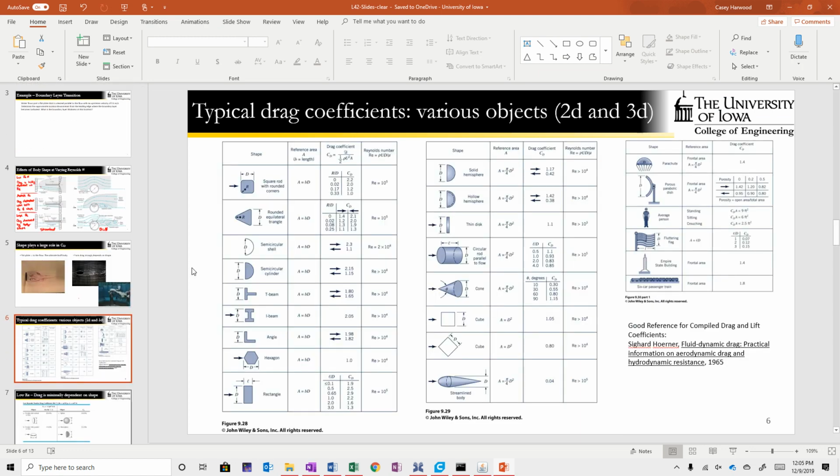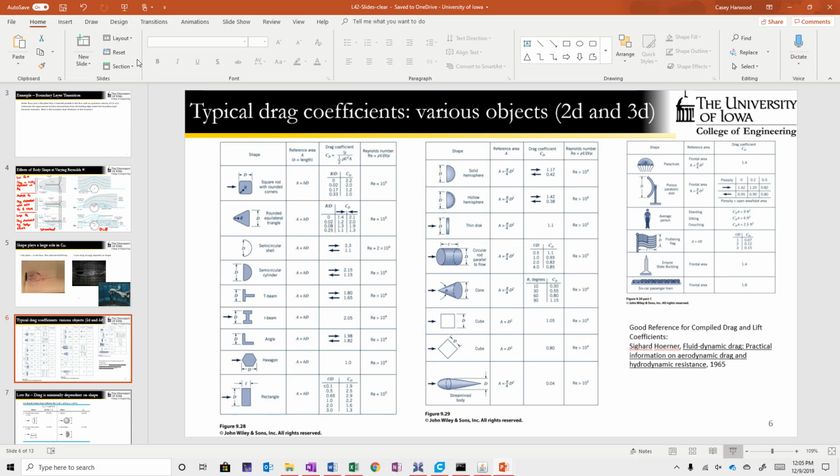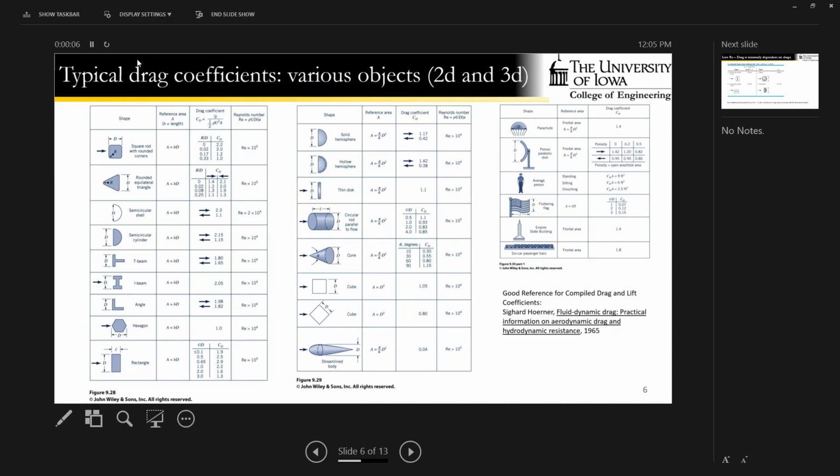So the effects of the shape of an object are largely captured through these tabulated lists of drag coefficients. These are figures that are all in your books, 928, 929, and 930 over on the right. But remember I said at large Reynolds numbers, the drag coefficient is mostly a function of shape, and that's what's reflected in here. In fact, you've got a bunch of columns, okay?